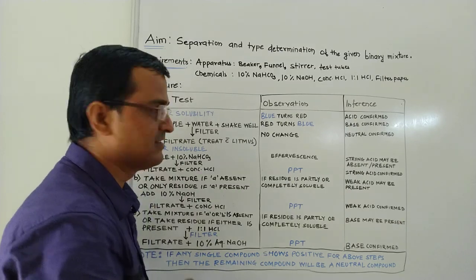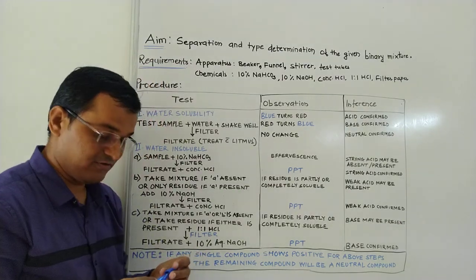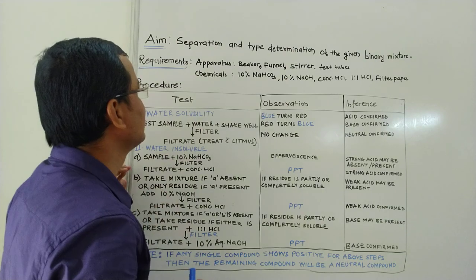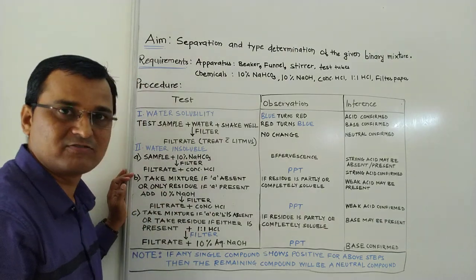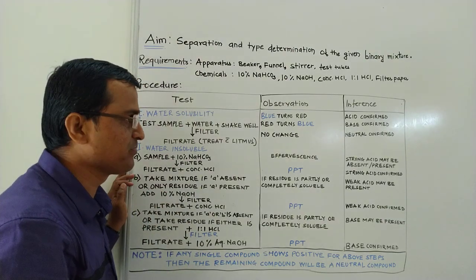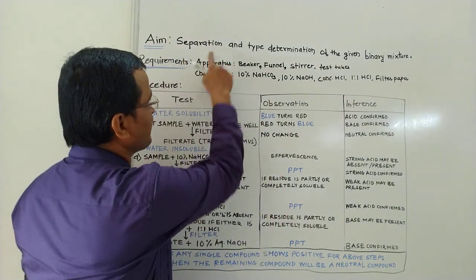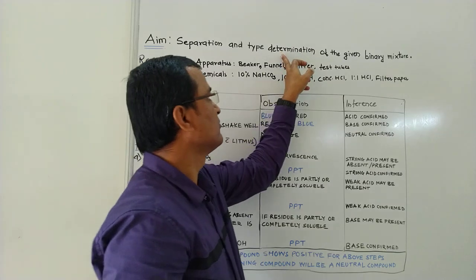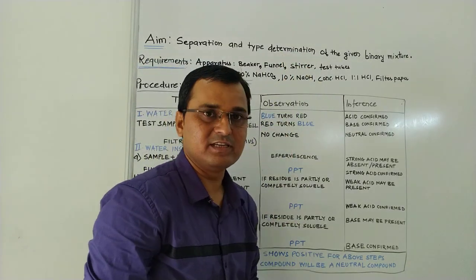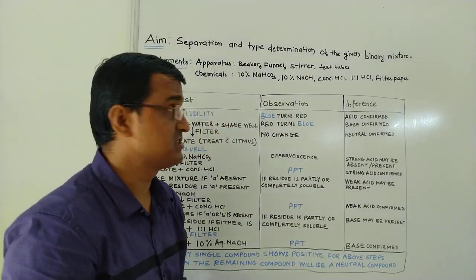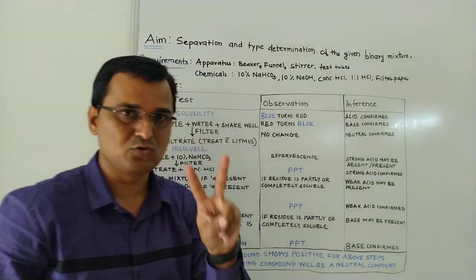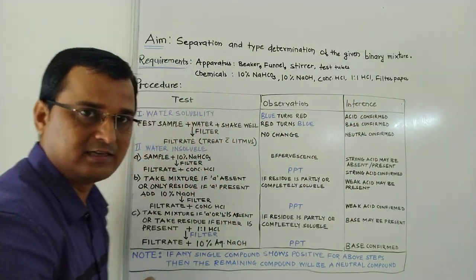Hello students, today we are going to start with the new practical, that is separation and type determination of the given unknown binary mixture. Here the things are very clear. We want to separate and we want to determine the type of the given compound present in the mixture. It's a binary mixture, which means two compounds are there in the mixture.